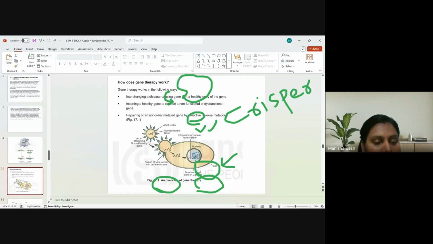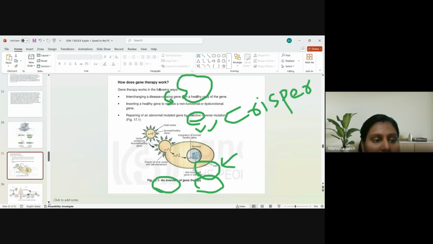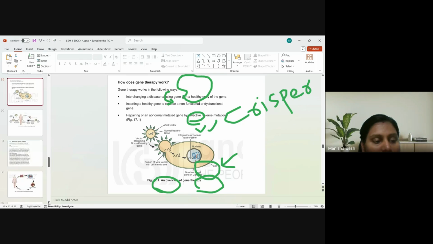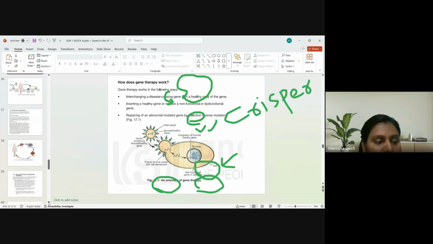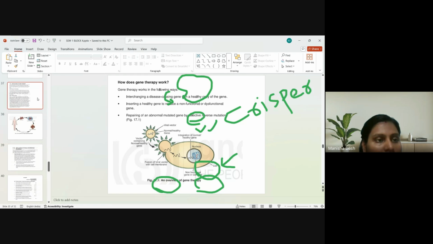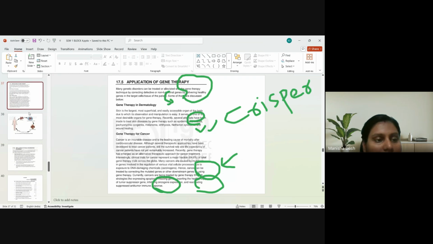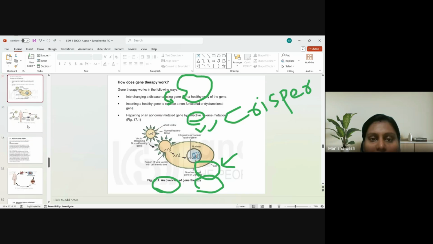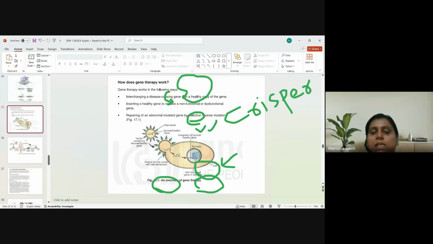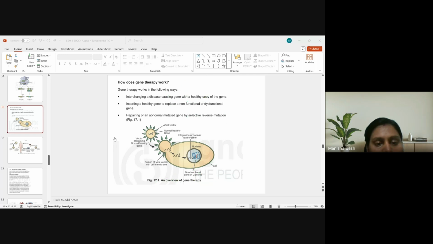Then coming to some of the last parts, that is your tissue engineering and gene therapy. Tissue engineering is simply utilizing the technique for improving the biological system. First I think tissue engineering is left.